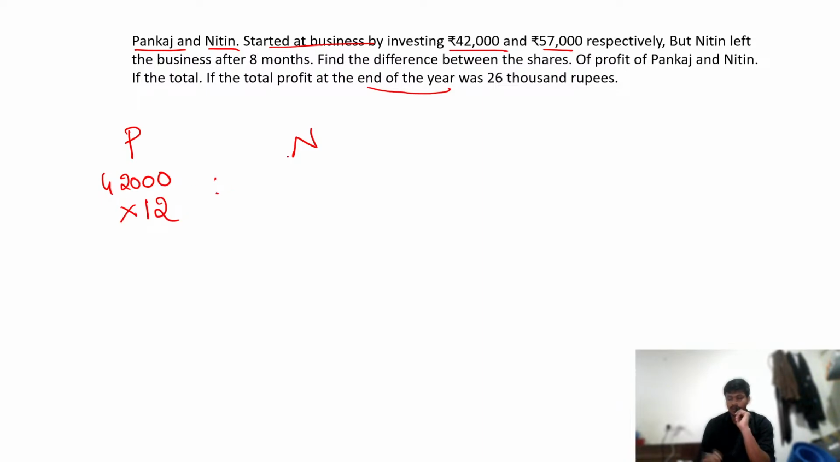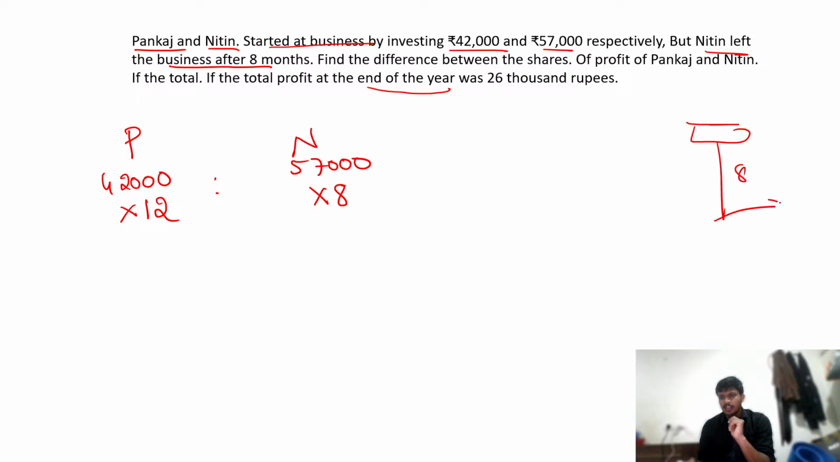Done with Pankaj. Now come to Nitin. Nitin invested 56,000, 57,000. But Nitin left after 8 months. Guys, Nitin left after 8 months means whatever Nitin is investing, that is there in the business only for 8 months. That means they started together, but after 8 months, Nitin left the business. That means whatever he is investing, that is there in the business for 8 months. Okay. Now anything else? That's it.